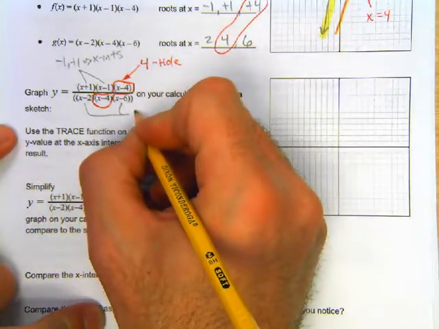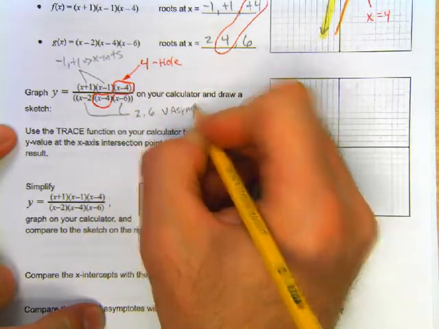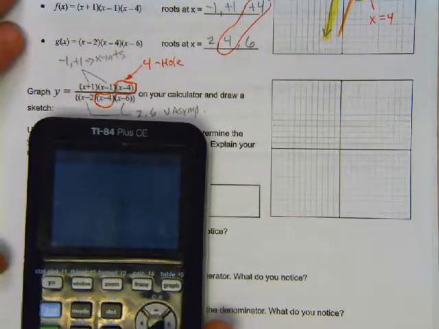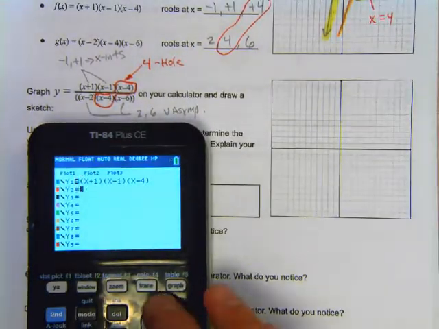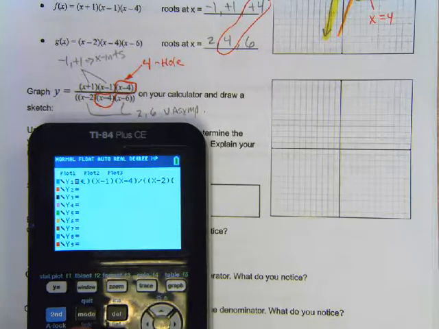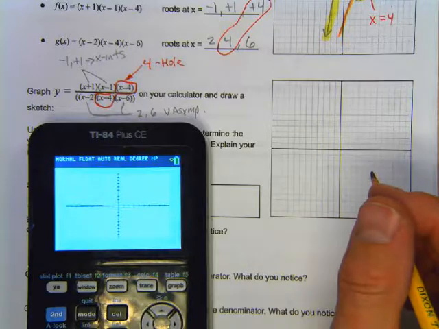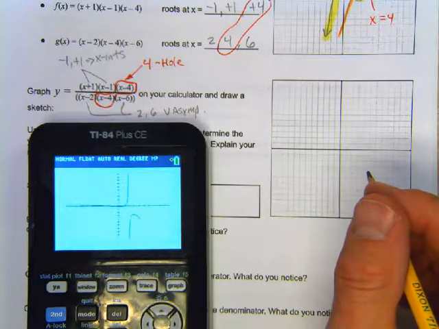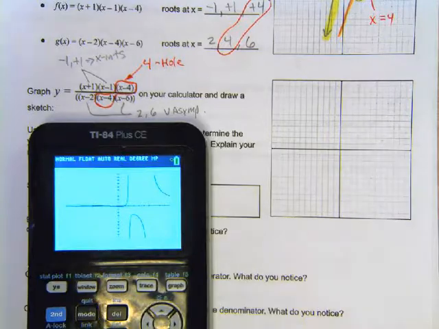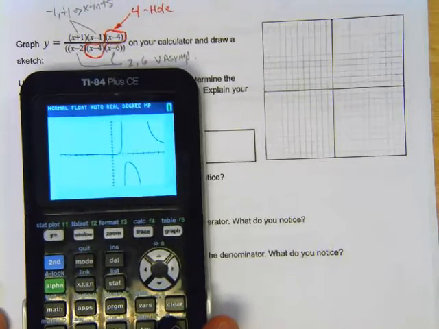X-intercepts maybe? And then what do you think will happen at the non-canceling roots of the denominator? Yeah, let's see, that's 2 and 6. Yeah, probably a vertical asymptote. Well, let's graph that and see if our prediction is true. So divided by double parentheses x minus 2, x minus 4, x minus 6.